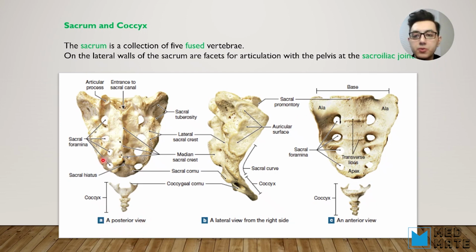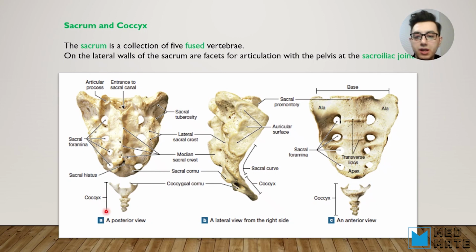Let's go through some of its anatomical structures. All of these foramina are sacral foramina. We have the articular process. And here we have the entrance of the sacral canal. The nerves C1 to C4 go through this canal. Then we have the sacral hiatus here. We also have the sacral tuberosity in these two parts. We have the lateral sacral crest and median sacral crest, so two sacral crests, one lateral and one medial. Then we have the sacral cornu, seen in these parts, and you can also see it better here.